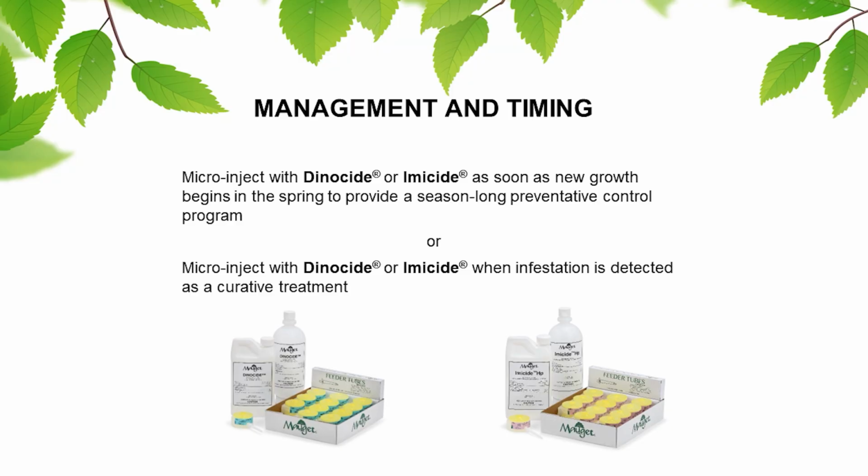Management and timing. Hemlock woolly adelgid can be effectively managed by microinjecting with Dinocide or Imicide as soon as new growth begins in the spring to provide a season-long preventative control program, or by microinjecting with Dinocide or Imicide when an infestation is detected as a curative treatment. Dinocide and Imicide are both available in 2, 3, and 4 milliliter capsules and 1 liter bottles.